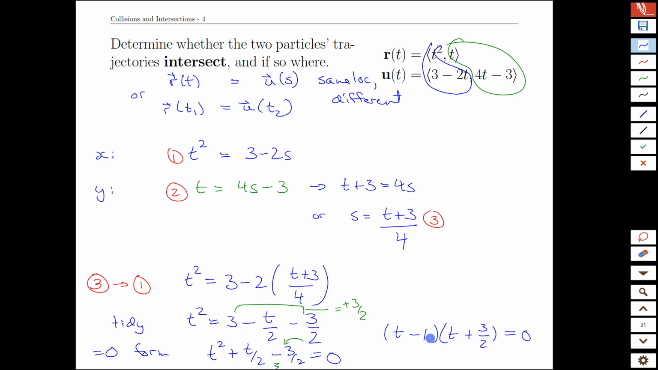There we go. We'll have minus 1 plus 3 halves. That'll be plus t over 2 for the middle term, and negative 3 halves there. Factor however you like. Use the quadratic equation if that floats your boat. It doesn't really matter. The key thing is you're going to arrive at two possibilities, t equals 1 and t equals negative 3 halves. So what's that telling us?